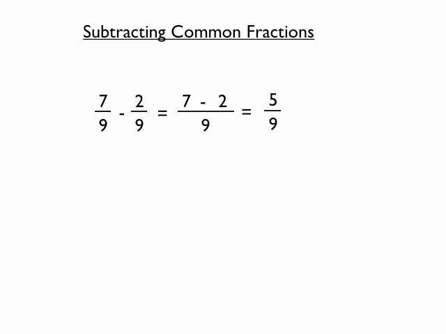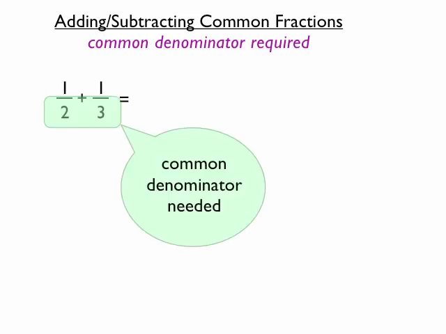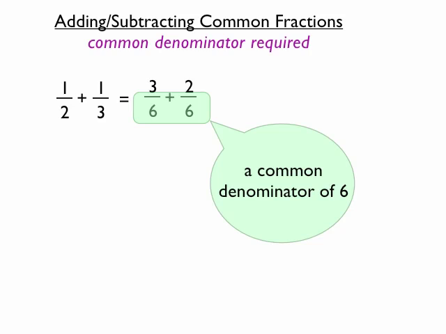If the fractions don't already have a common denominator, we must give them one before adding or subtracting. For example, to add 1/2 plus 1/3, we need to write them with a common denominator. 1/2 is the same as 3/6, and 1/3 is the same as 2/6. So our common denominator is 6. Now we can add their numerators to get the answer 5/6.